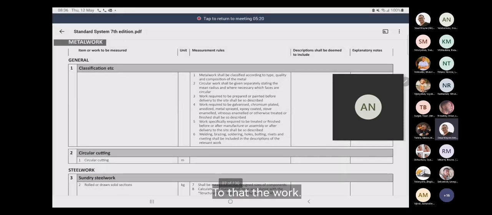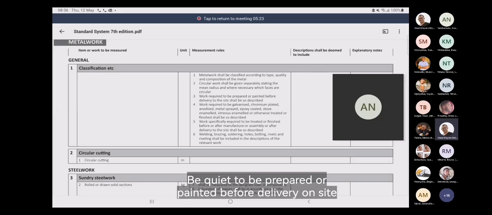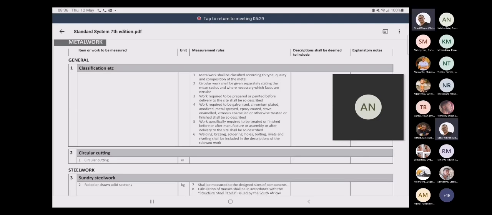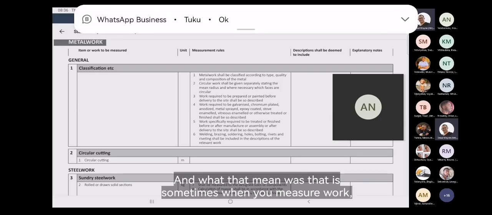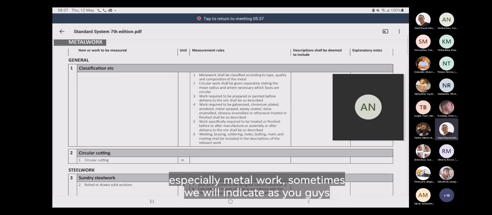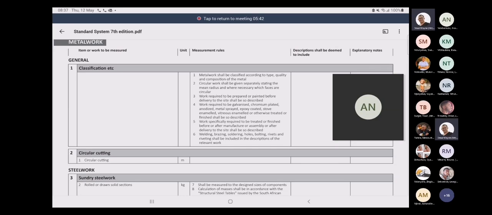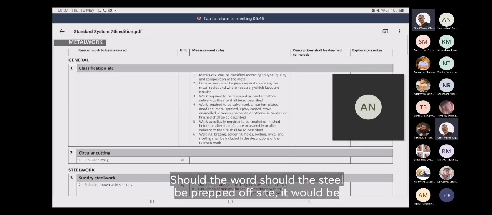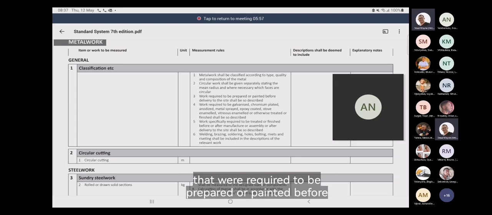Say that the work required to be prepared or painted before delivery on site shall be so described. And what I mean with that is sometimes when we do measure work, especially metal work, sometimes we will indicate, as you guys would be able to remember going back to third year structural steel work, should the steel be prepped off-site, it would be stated as such. If it would be prepped and painted on-site, it should be stated as such. And that's why it says there that work required to be prepared or painted before delivery to the site shall be so described.